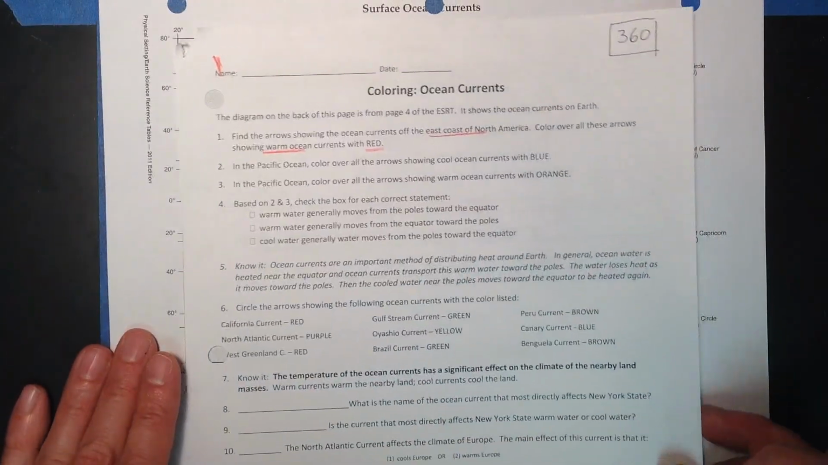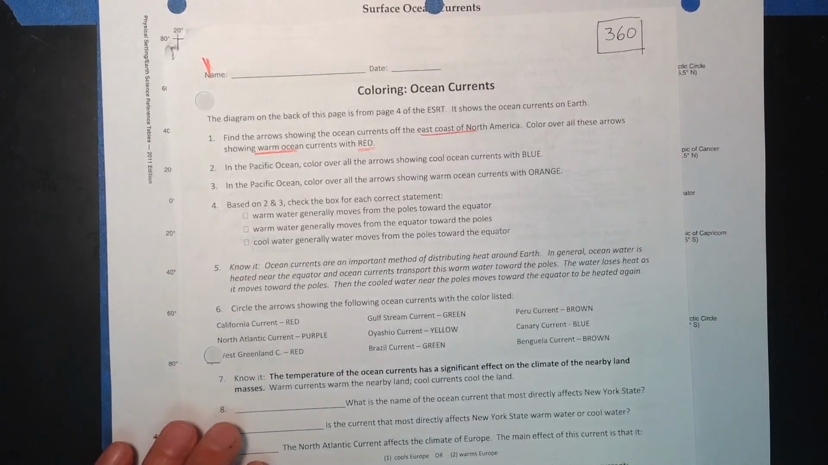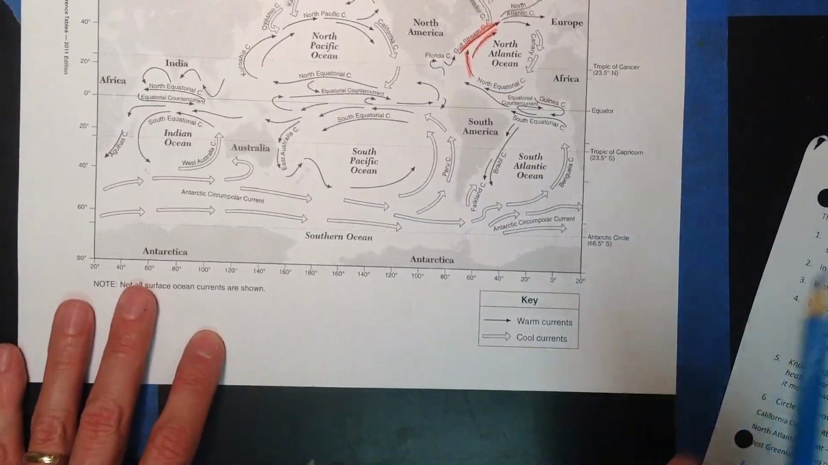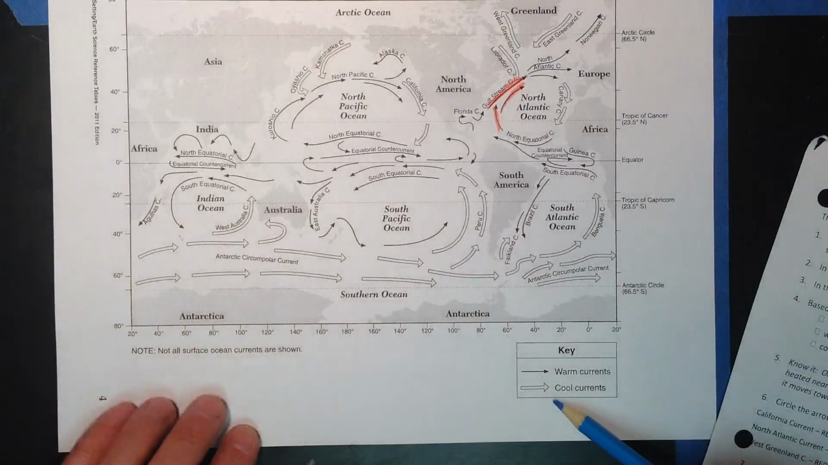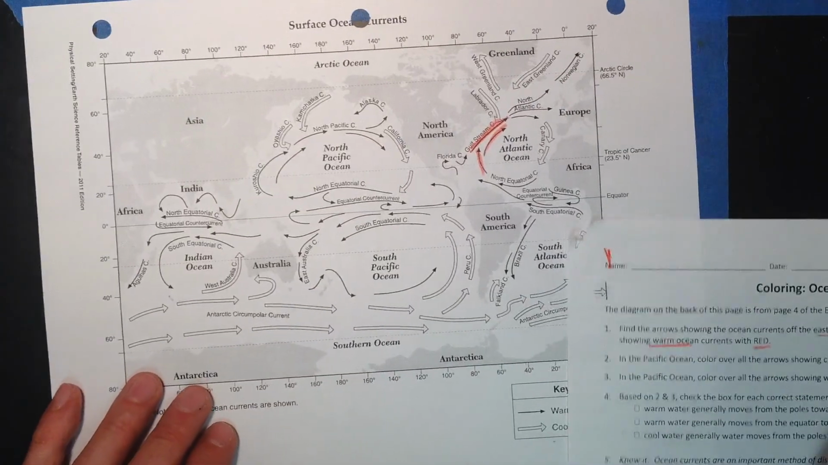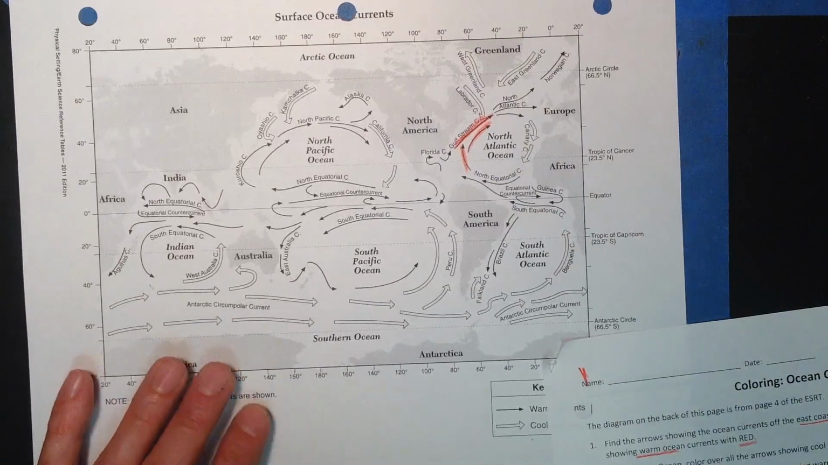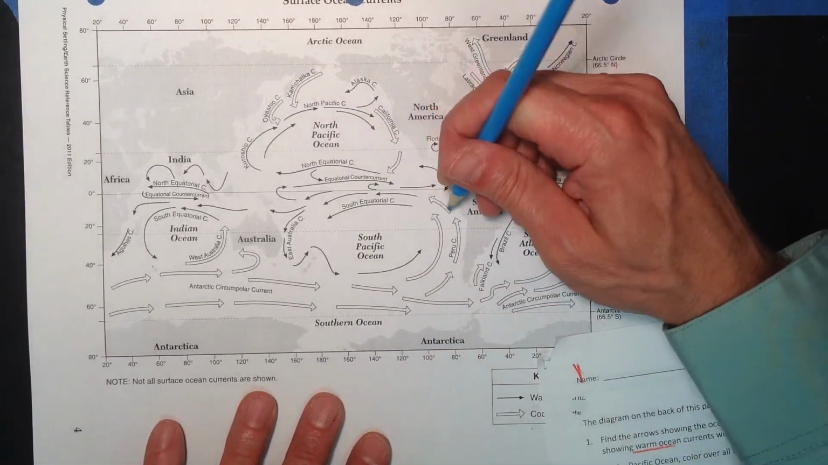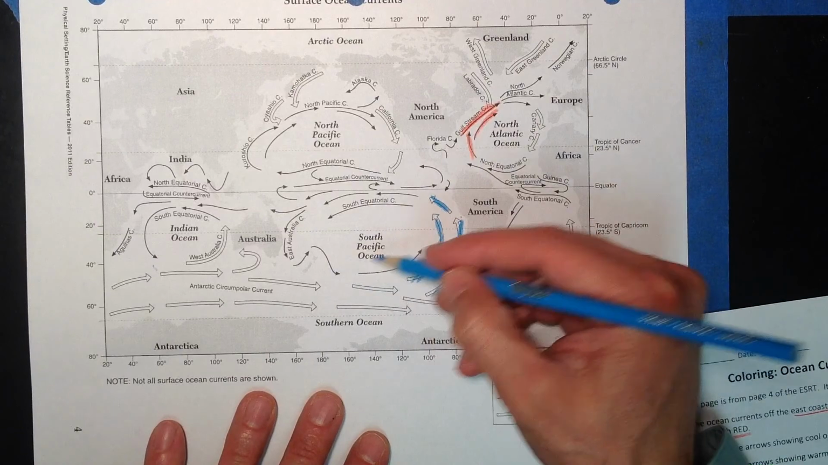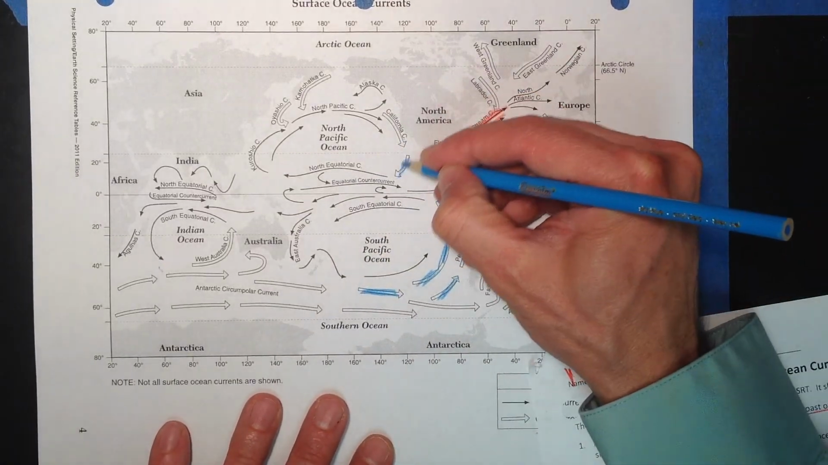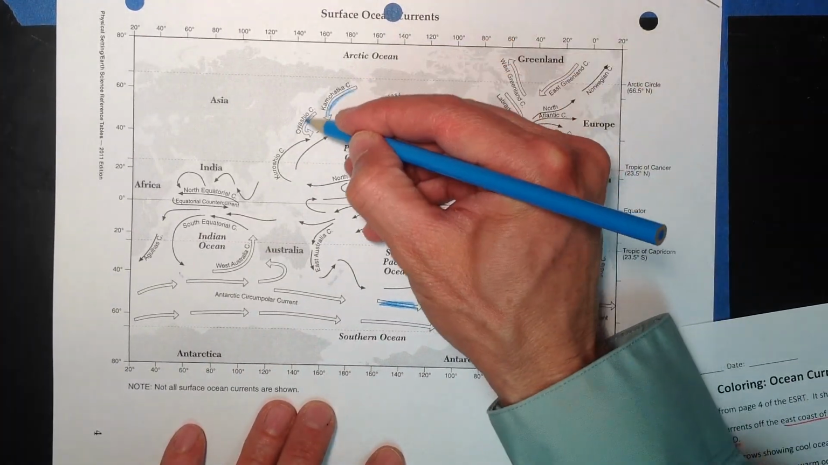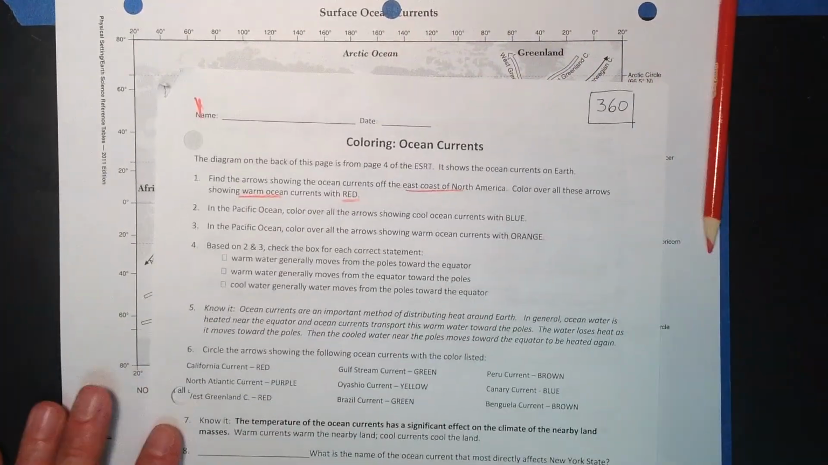That's the best. In the Pacific Ocean, color over all the arrows showing cool ocean currents with blue. I get light blue. What am I doing? Pacific cool currents with blue. The cool currents are these right here. Pacific Ocean, all of the cool ocean currents with blue. So this is now the South Pacific, here, here, here. Whether you call this the South Pacific, I don't know. But definitely what I'm most interested in is these currents here. And then maybe you want to do this too, and this too. Okay. Cool currents, blue. That's number 1 and 2 done.